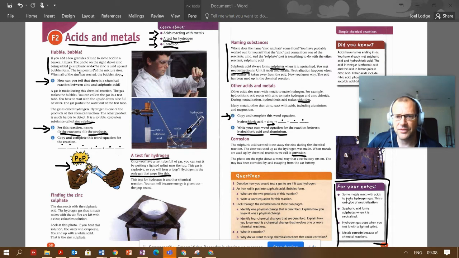For your notes, some metals react with acids to make hydrogen gas. This is one type of neutralization reaction. Sulfuric acid forms sulfates when it's neutralized. Hydrogen gas pops when you test it with a lighted splint, and metals corrode because of chemical reactions. Okay, I hope that didn't take you too long. So literally, we don't want you to copy the whole thing, just asking you to write down specific points in your book.